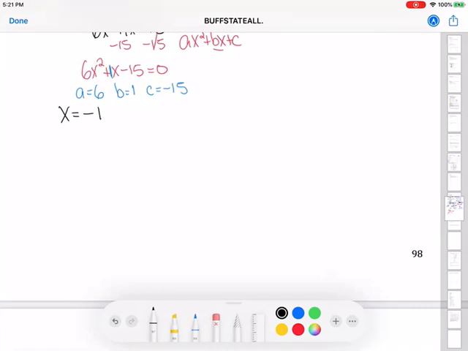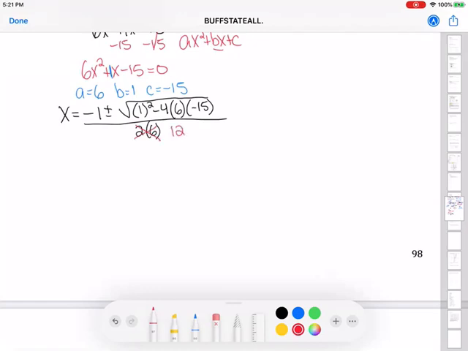Now I plug in b, which is a positive 1, so that negative is going to stay. There's no double negative to cancel for this one again. So x equals negative 1 plus or minus the square root of parentheses. B is 1. Bring down your parentheses and square it. Next in the formula is minus 4 times a, so minus 4 times 6. And then times c, which is a negative 15. And that's all over 2 times a, so 2 times 6.